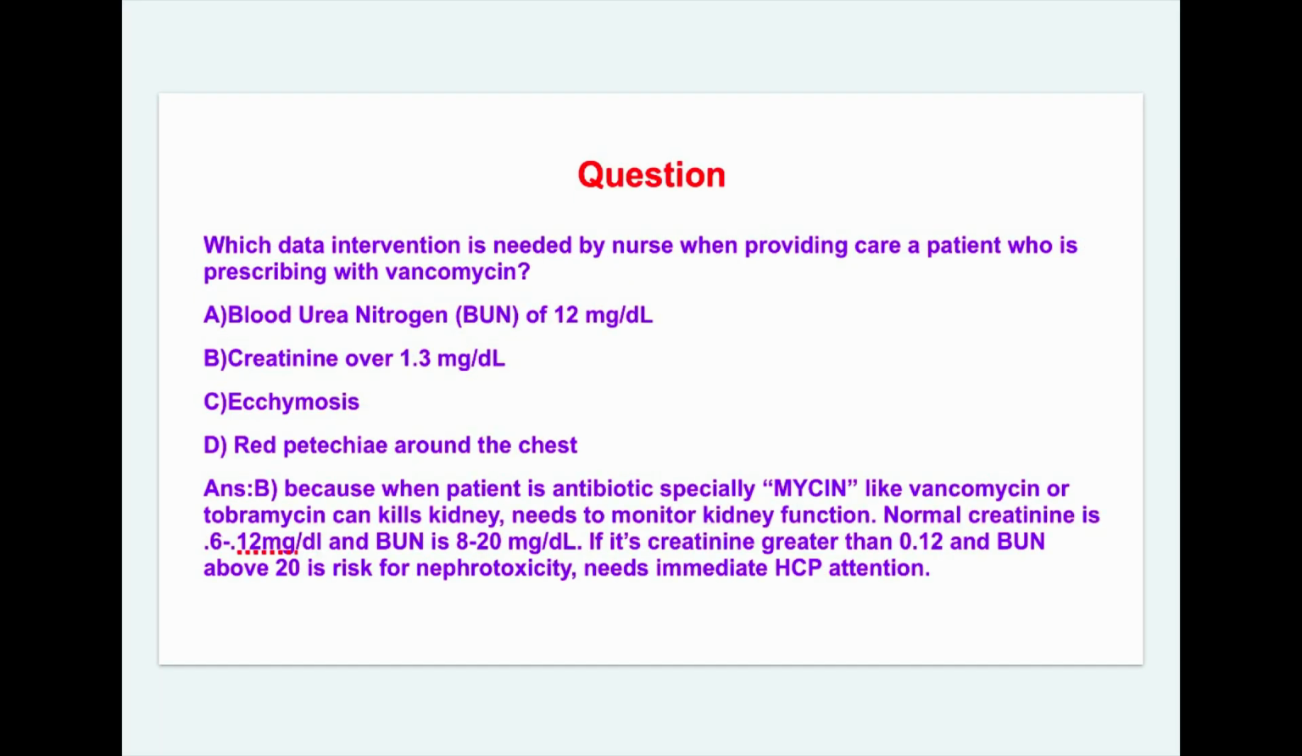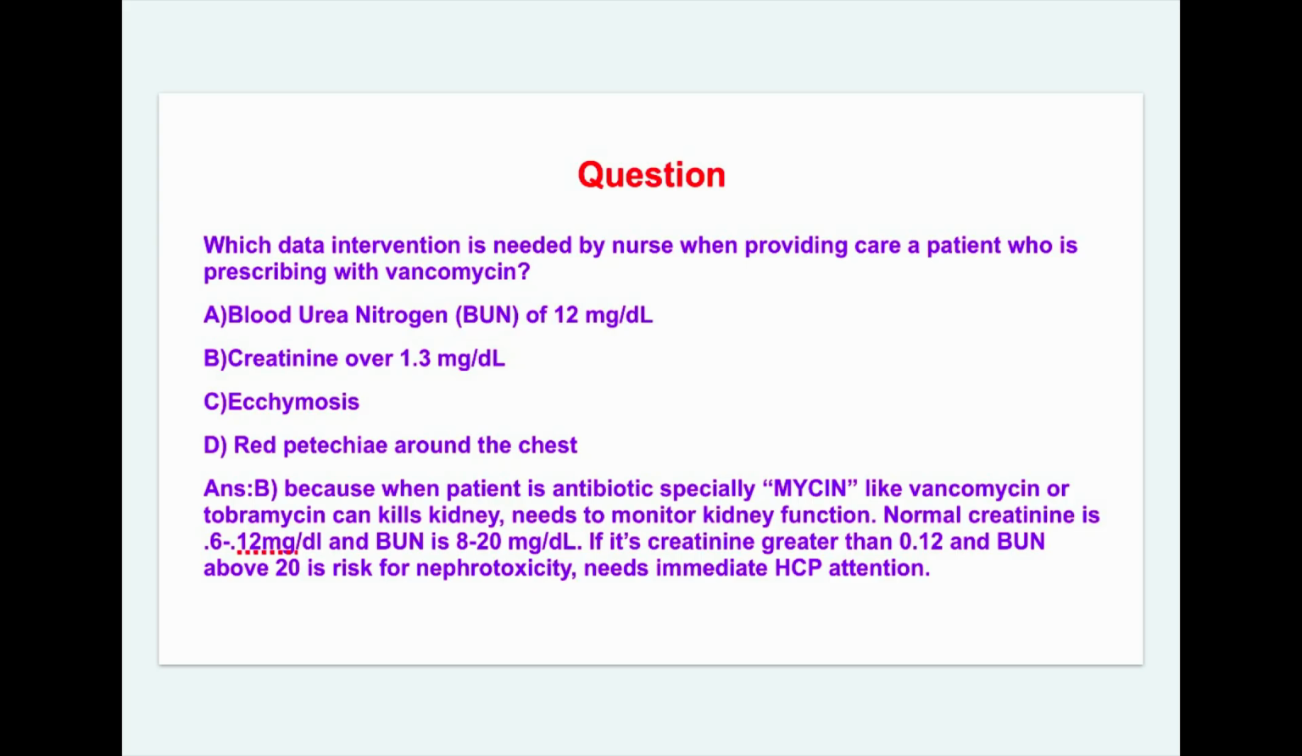Next question: which data requires intervention by the nurse when caring for a patient who is prescribed vancomycin? The correct answer is a creatinine level over 1.3. Blood urea nitrogen of 12 is normal, ecchymosis is for bleeding, and the red rash around the chest is not important.